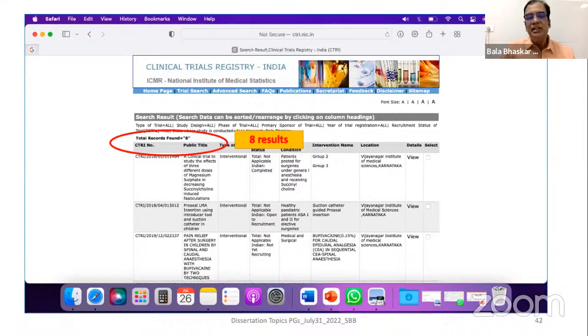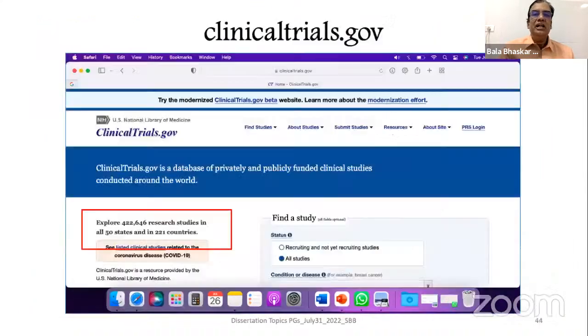So you can pick up a title and you can check the protocol also. This is the advantage of going to the Clinical Trials Registry of India. So registries are there across the world. In fact, it's a WHO project. The biggest registry, out of not more than about 15 registries in the world, is from the United States of America.